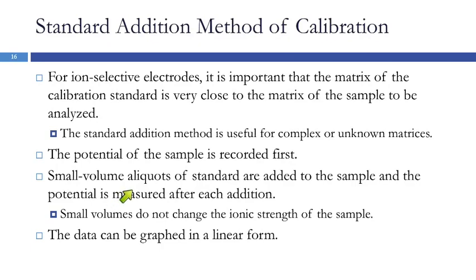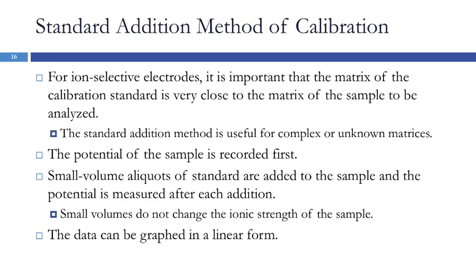So you add some calcium, and the potential changes. You record that. You add more calcium, the potential changes again. You record that. And so you can make your standard curve actually in your sample. That can be graphed in a linear way, and you can determine the actual concentration that way. This is not necessarily an ideal method, but it works really well in certain situations.